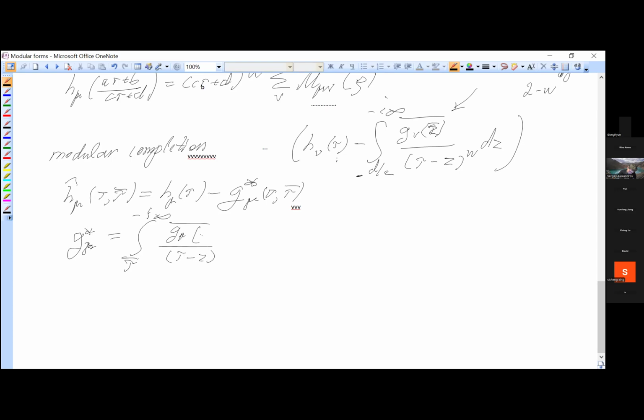Minus z bar dz. And it's called Eichler or period integral. So it's easy to check that given this anomalous transformation, this function transforms already as the usual modular form of weight W. And you can take it also as an alternative definition of a mock modular form, that it has a completion such that it has such a form and transforms as a modular form.